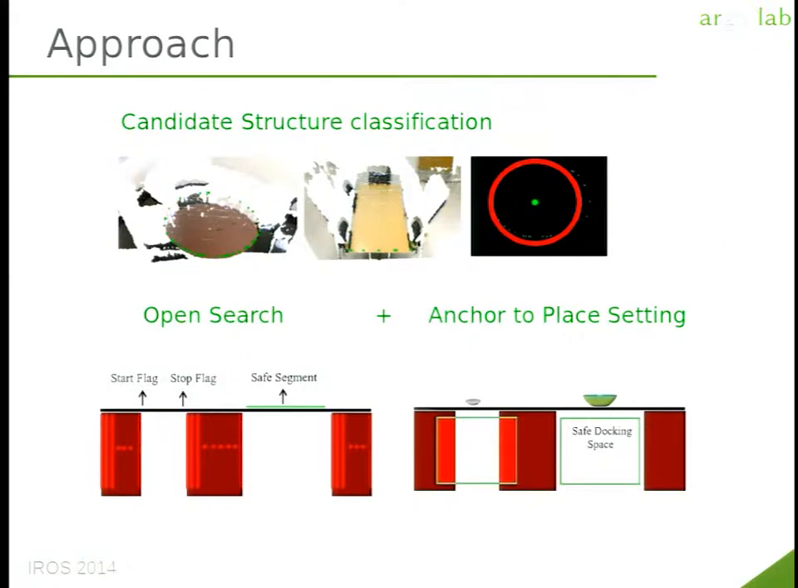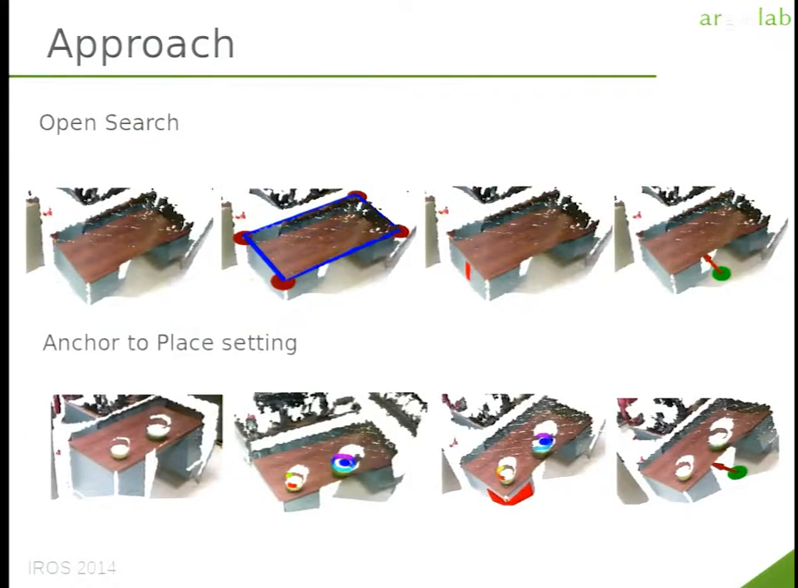Firstly, we classify the candidate docking structure as either rectangular or circular by using half circle detection over the point cloud boundary. Then we have two approaches which we have combined into a single algorithm. Our first approach is an open search, which is a sequential search around the candidate structure which identifies safe segments. The second approach is based on a dinner table or a restaurant setting in which objects such as cups or mugs are placed over the table. Our insight is that such objects mark desired docking locations. Here is the illustration of the two approaches on the desk structure.